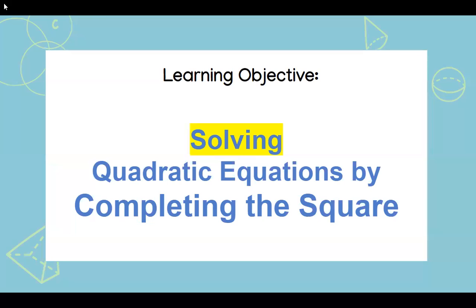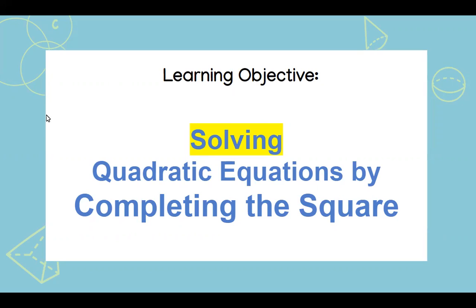We're going to continue solving, but this time we're going to see another method. We've already done it by graphing, by square rooting, and by factoring. We're now going to do another method called completing the square. I'm going to show you geometrically what that looks like, and why it's called completing the square.